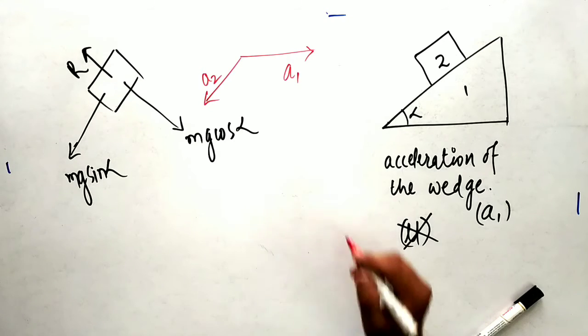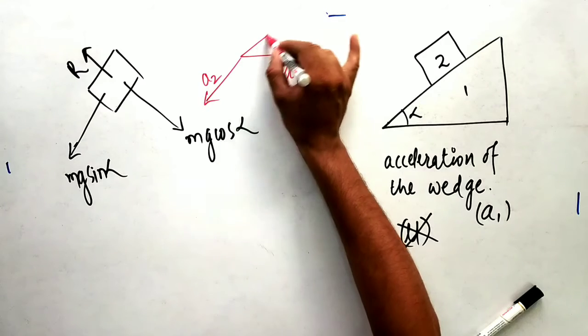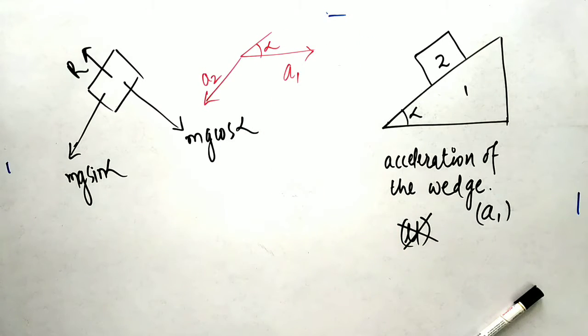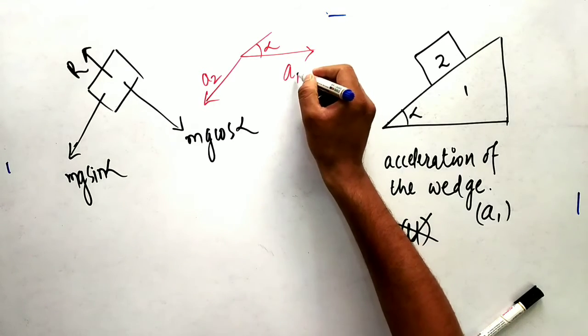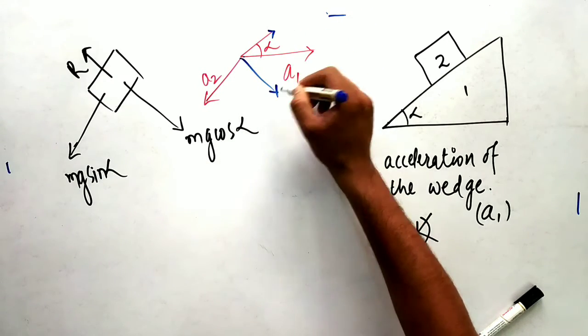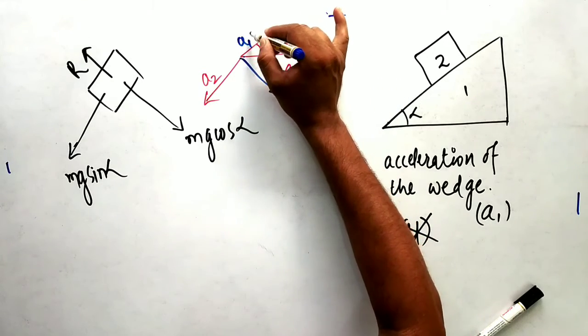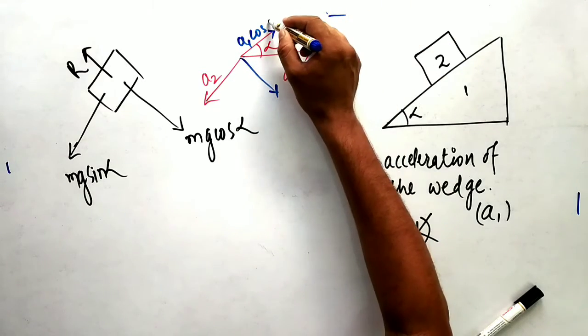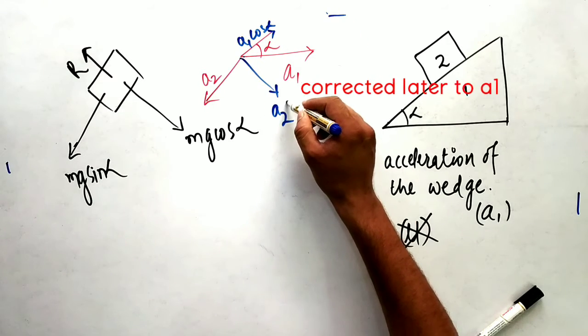First, we'll spot the angles in all the vectors we are showing here. This is alpha, and rest of the angles we have already taken care of. This acceleration here can be broken into two accelerations, one equal to a1 cos alpha and the other one a2 sine of alpha.